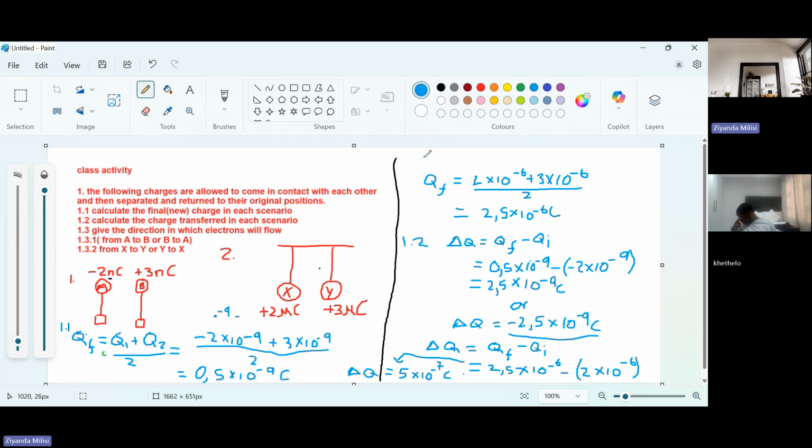Now, from what I have said, I believe you can answer 1.3.1 and 1.3.2: the direction in which electrons will flow. Are they going to flow from A to B or from B to A? A to B.